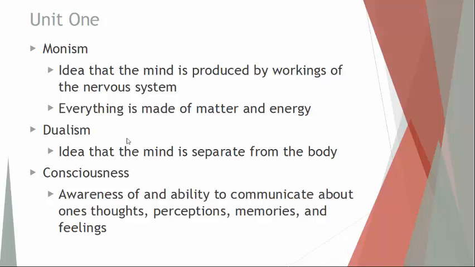Alright, our first unit, we will talk about various fields of psychology and how they interact with physiology. And the first few points here are more definitions than anything else. Monism, dualism. Monism is the idea that the mind is produced by workings of the nervous system. And of course, mono is a reference to one. This is the idea that the mind and the body are one continuous unit, one continuous item.